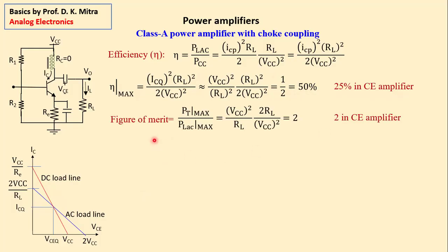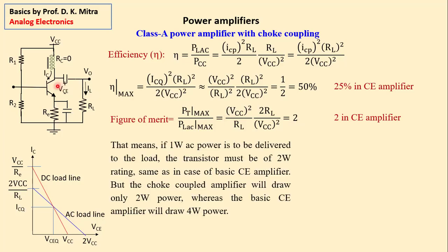Here is the power consumed by the transistor under any condition, and that happens when signal is zero. And this is the maximum load power delivered to the load, and this happens when signal is maximum. If you take this ratio, it is 2. And this ratio in the common emitter amplifier was also 2. That means in both cases, if you want 1 watt AC signal power delivered to the load, then you must purchase a 2 watt transistor. The same was the case in the common emitter amplifier also.